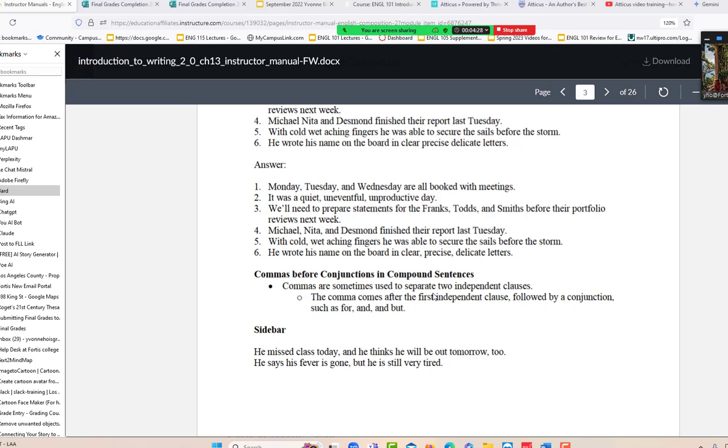Commas before conjunctions in compound sentences. Commas are sometimes used to separate two independent clauses. The comma comes after the first independent clause, followed by a conjunction, such as "for" and "but." He missed class today, and he thinks you will be out tomorrow too. He says his fever is gone, but he is still very tired.